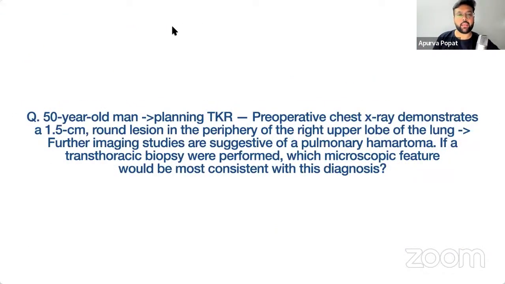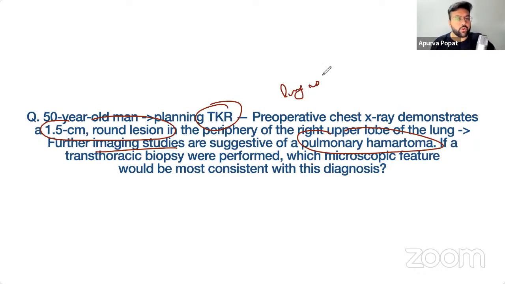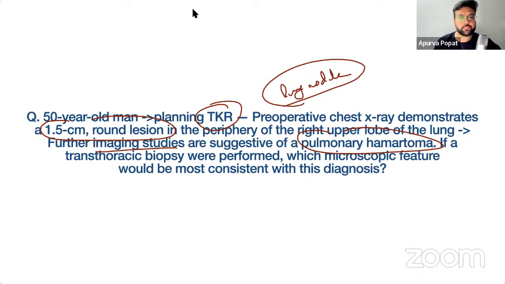A 50-year-old man is planning for total knee replacement. Preoperative chest x-ray demonstrates a nodule, and further imaging shows a hamartoma. If you take a biopsy of this lung nodule, what is it composed of? Macrophages.